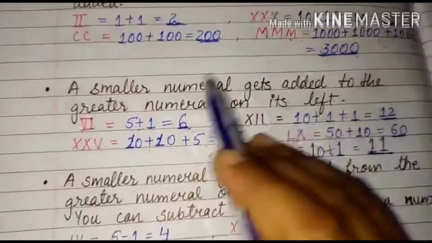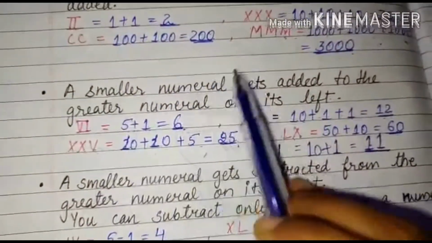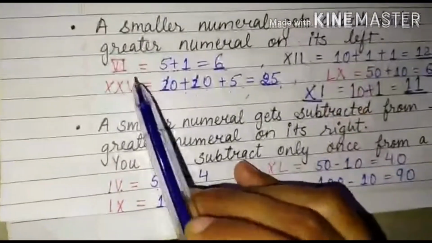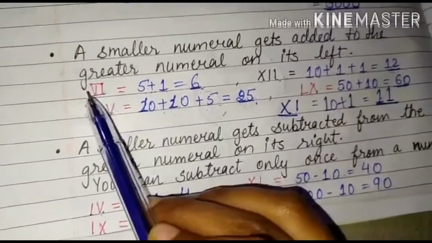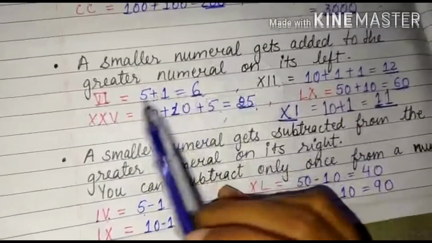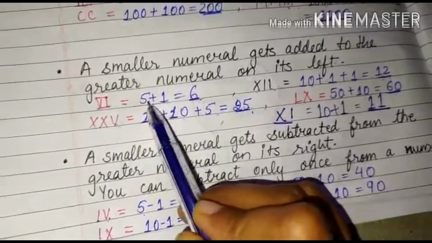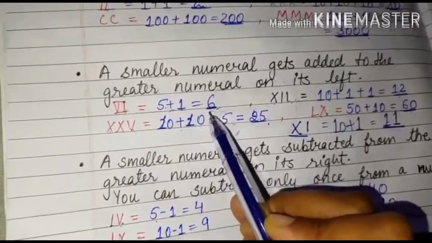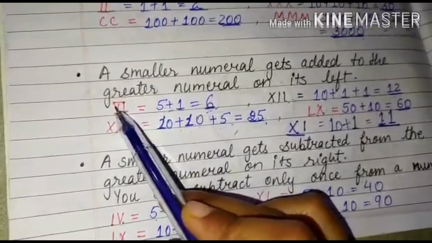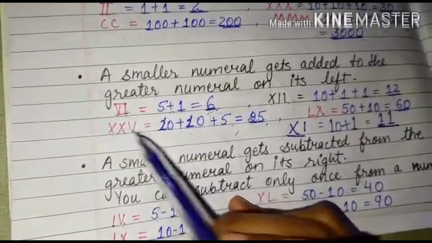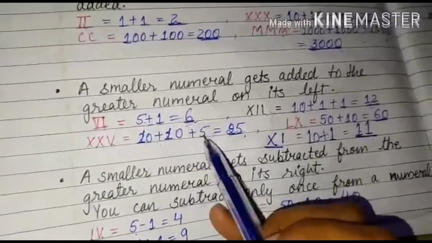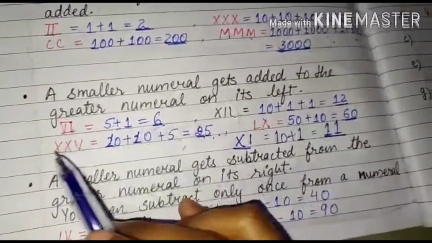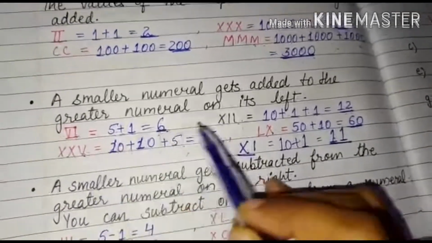Okay. Second point, a smaller numeral gets added to the greater numeral on its left. That means if you are using any smaller numeral to the left of a greater numeral, you have to add them. VI. V is 5 plus I is 1. So 5 plus 1, 6. So to write 6, you have to use VI. XXV, X 10 and V 5. So that is 25. So if you have to write 25, you will use XXV in Roman numerals.